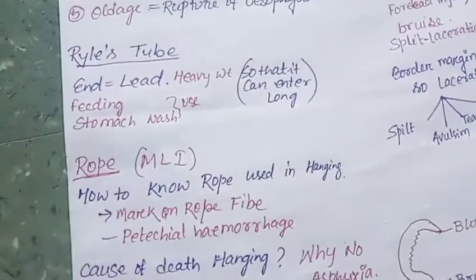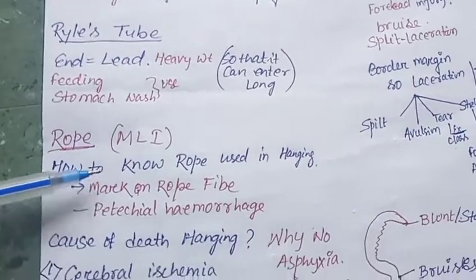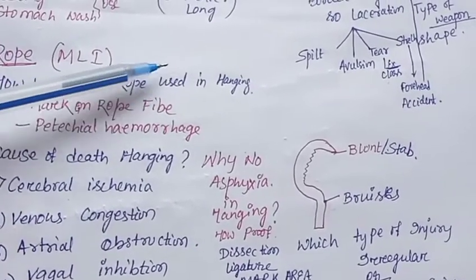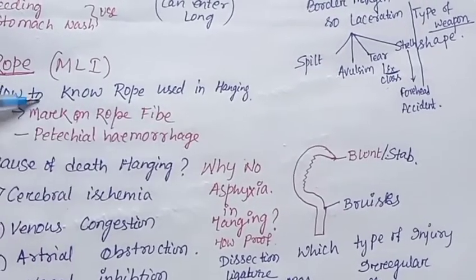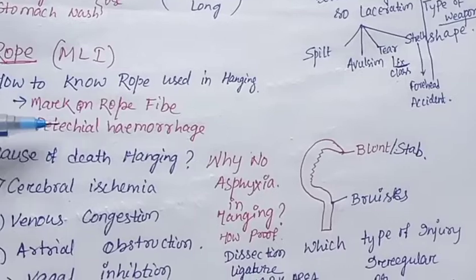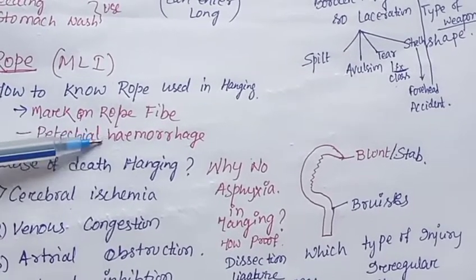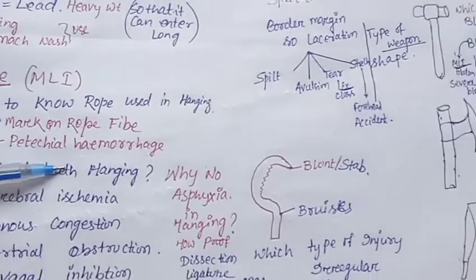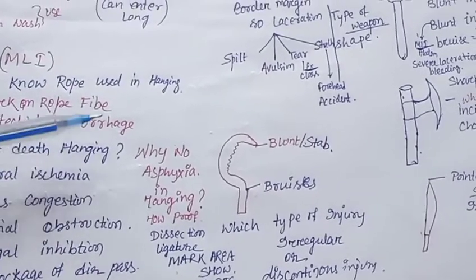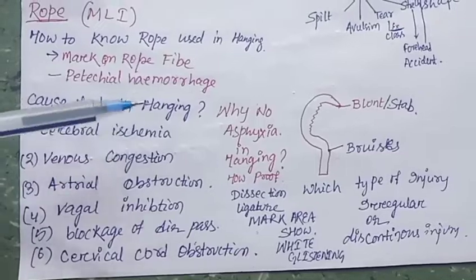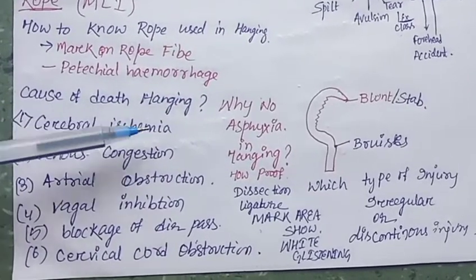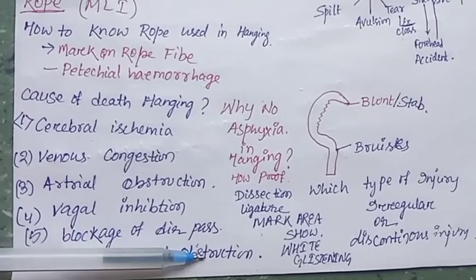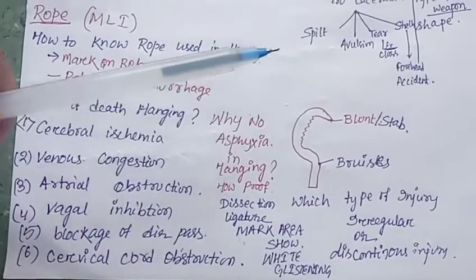Then rope. Then we go to another item, that is rope. What questions may come from rope? How can you know whether the rope was used in hanging or not? By looking at the rope fiber, you can find the mark, and on the neck you can find petechial hemorrhage with fibers. So from this the examiner again goes to the question: what is the cause of death in hanging? This occurs due to cerebral ischemia, venous congestion, arterial obstruction, vagal inhibition, blockage of the air passage, and cervical cord obstruction. Another point: in hanging, asphyxia signs are not found.